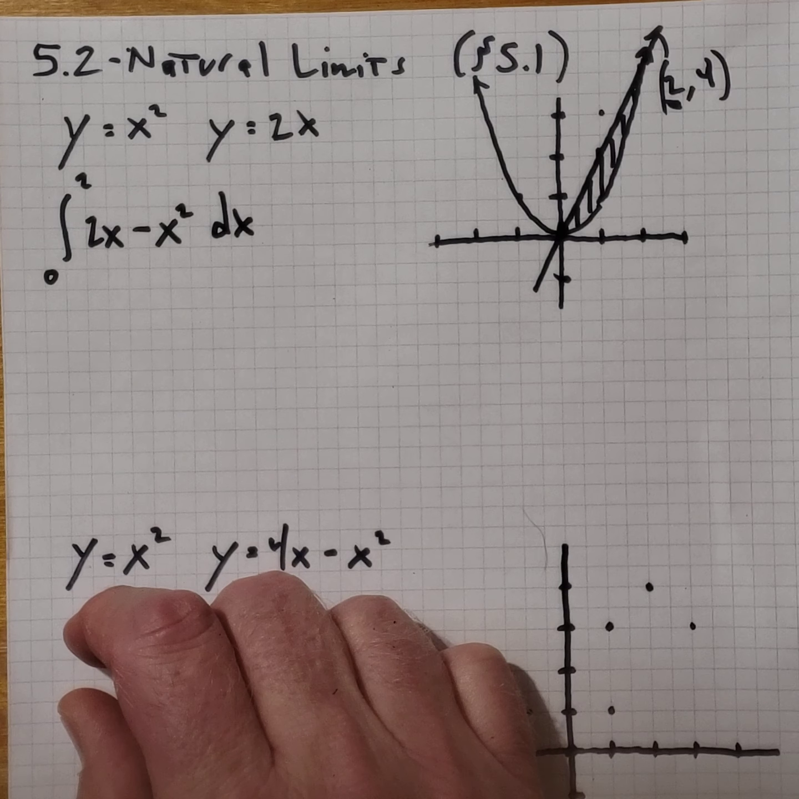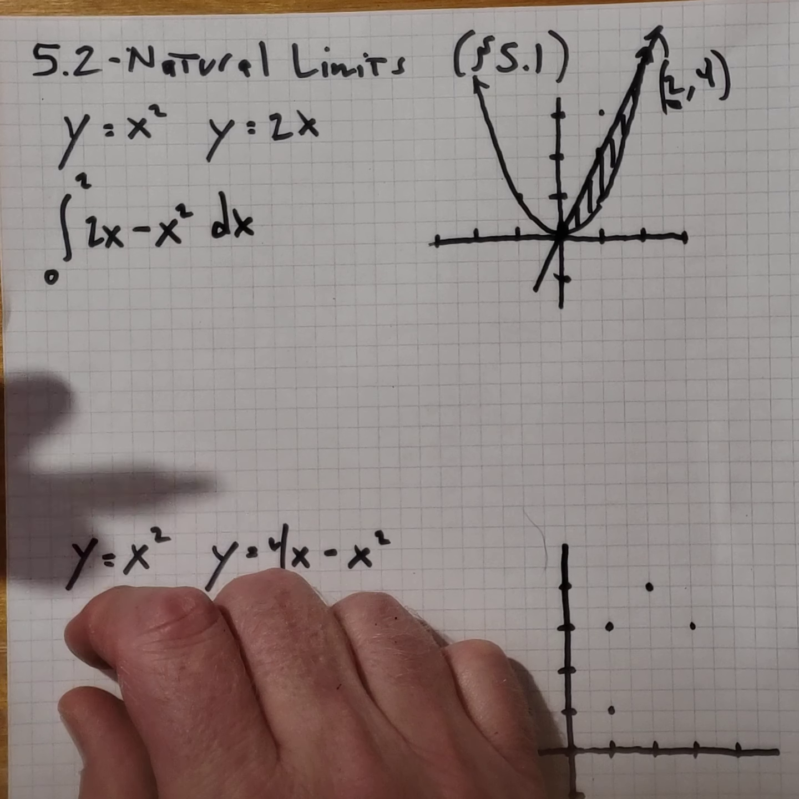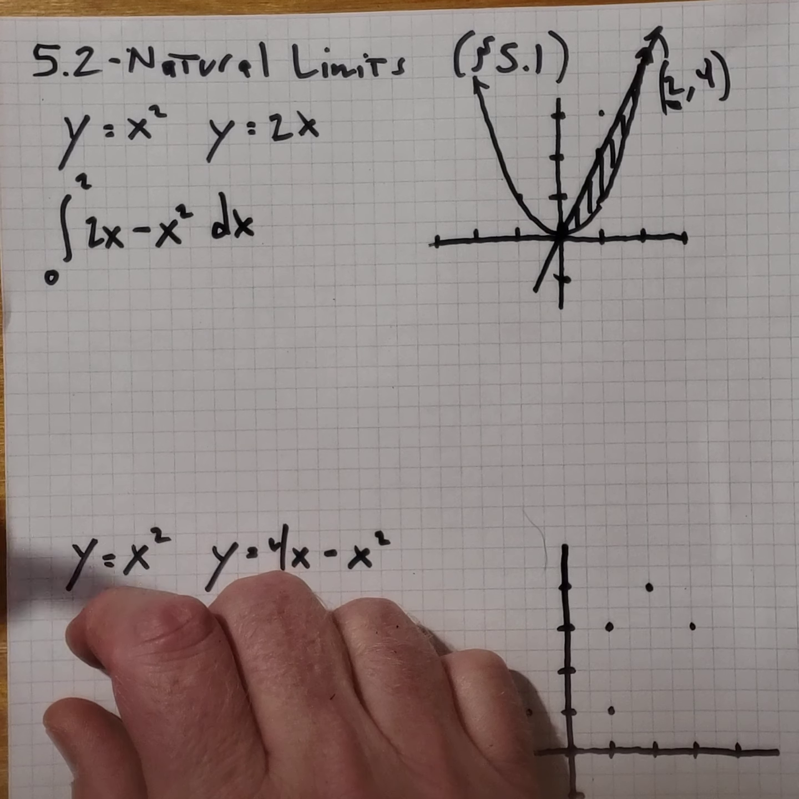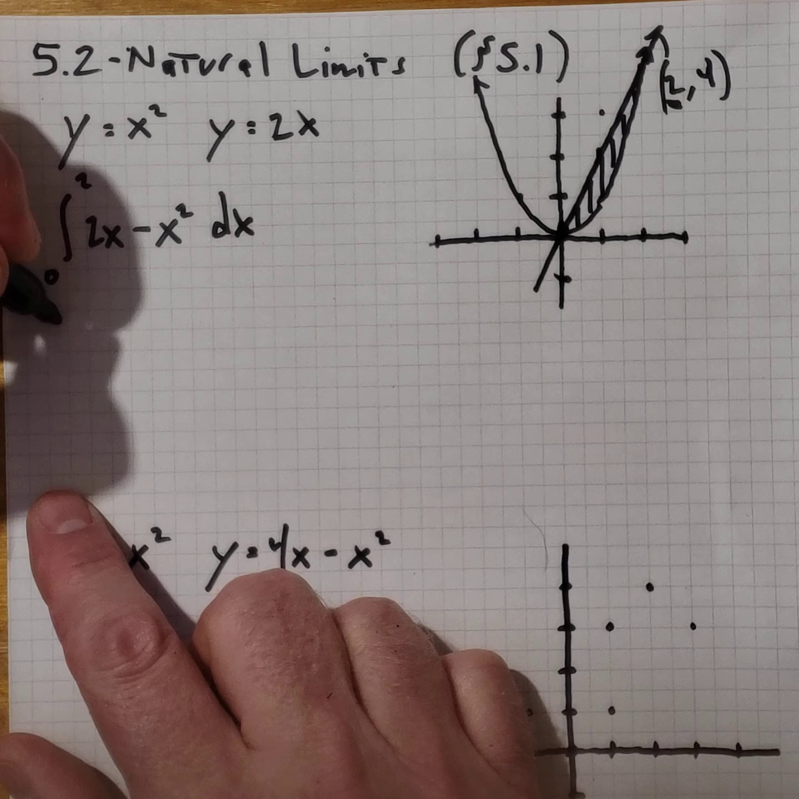Okay, now what happens if you put these in the wrong order? If you do the bottom curve minus the top curve, assuming you do everything else right, you just end up with the correct answer but with a negative sign in front of it.